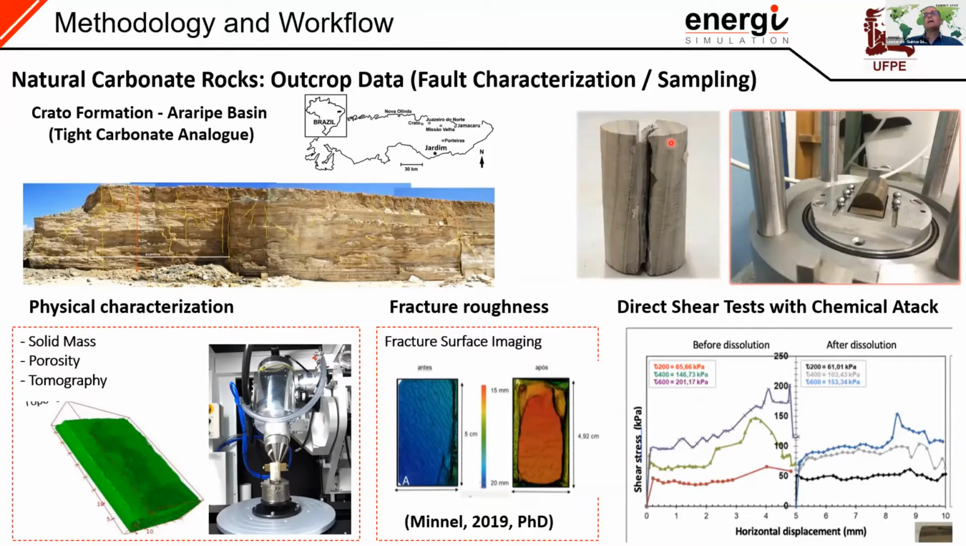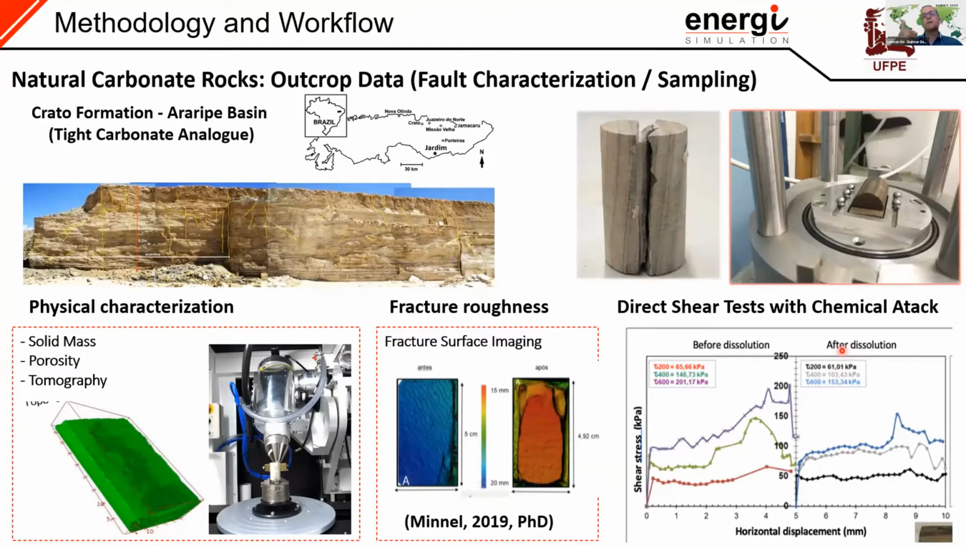So, for instance, we have here this fractured plug that we can direct shear in a shear apparatus that allows us to perform a chemical attack of the fracture, and you can measure the solid mass, change of porosity using tomography, using fracture surface imaging. You can obtain the fracture change of ruggedness. So this was a very recent PhD thesis that myself and my colleague, Annalise Lima, supervised. And we can see here, using the shear apparatus, the change of the fracture shear strength before and after the solution.